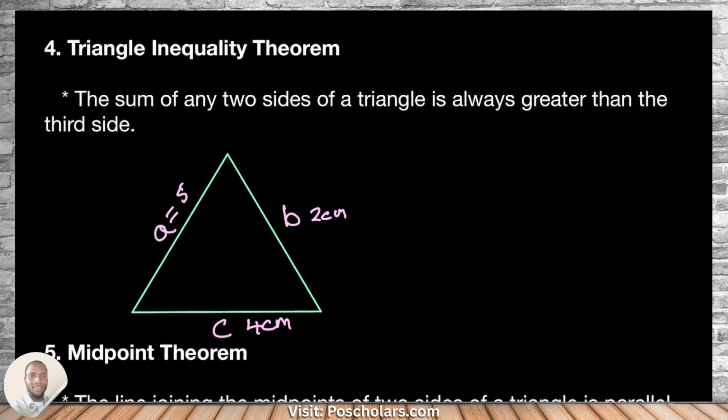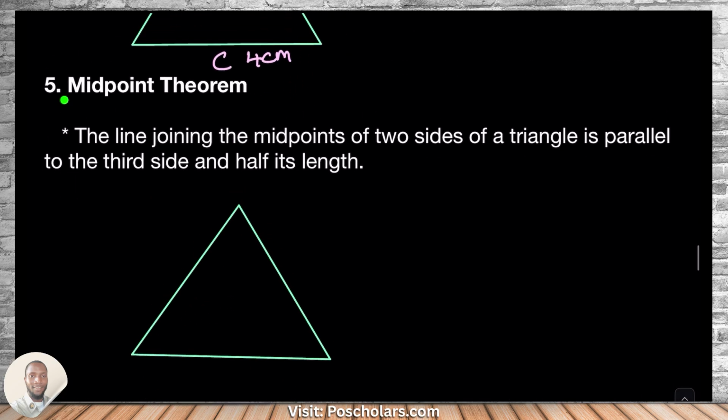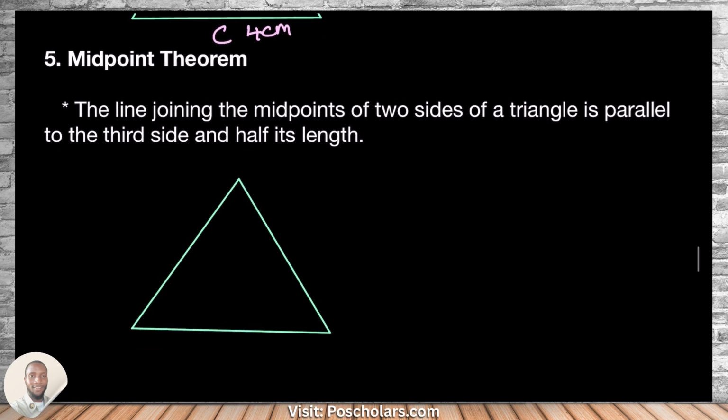Now, next theorem, the midpoint theorem. What does the midpoint theorem say? It says the line joining the midpoints of two sides of a triangle is parallel to the third side and half its length. Okay, let's analyze that. Now, the midpoint of this side is somewhere here, must be half. Same thing, the midpoint of this side is somewhere here, right? Now the theorem is saying when you join these two points, right? Good. It must be parallel to this side.